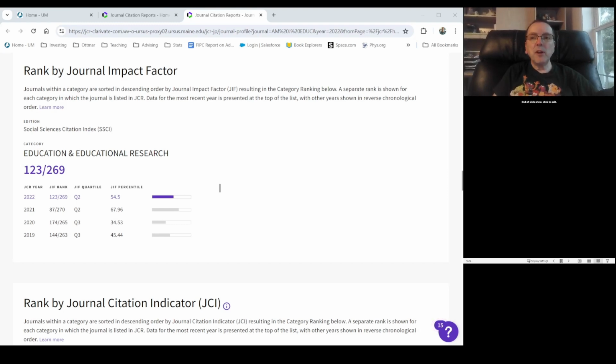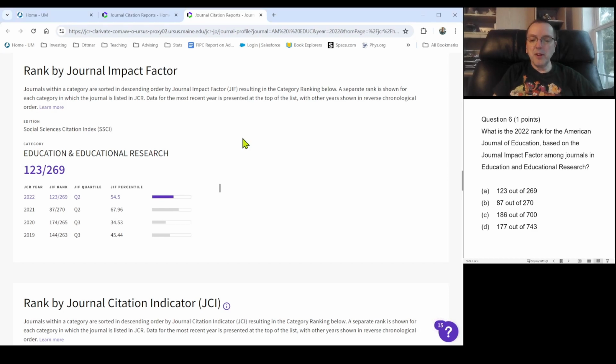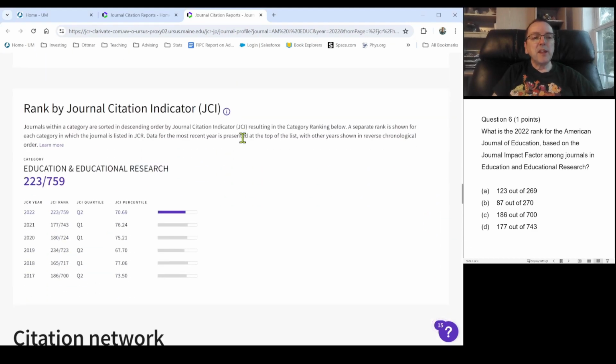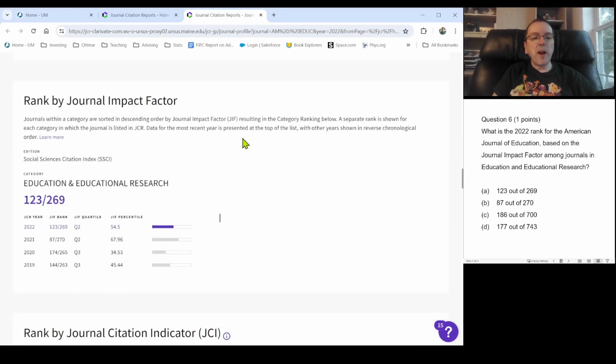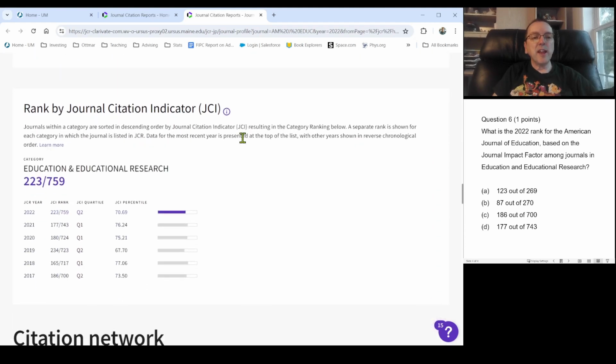I'm going to keep scrolling down here a little bit. And we see they're also ranked by their journal citation indicator. Now this is interesting: notice that for the journal citation indicator, the ranking has gone up. It's 223 out of 759 journals.